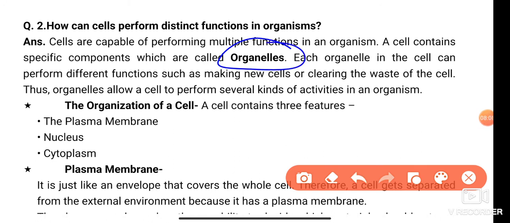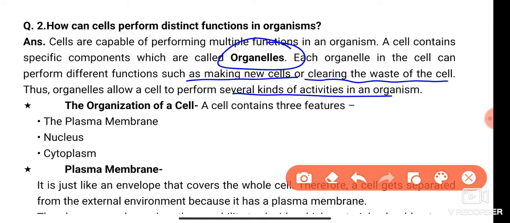Each organelle in the cell can perform different functions, such as making of new cells or clearing the waste of the cell. Thus, organelles allow a cell to perform several kinds of activities in an organism. Okay, and after this topic, we discuss each and every cell organelle and their function.